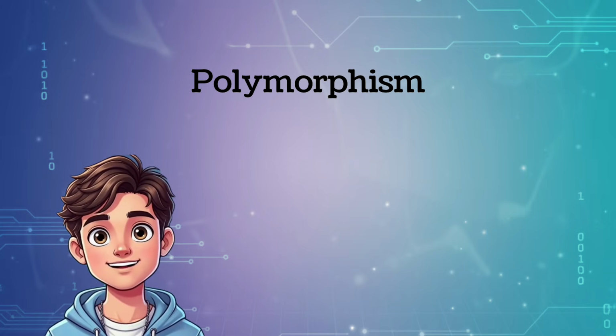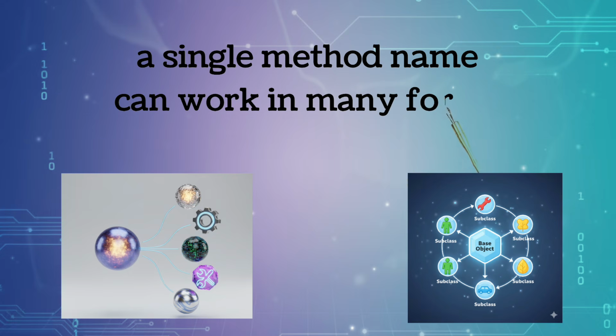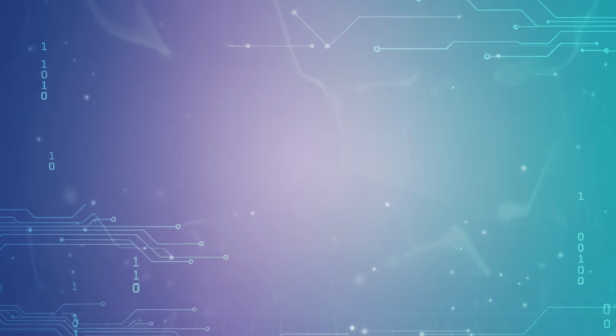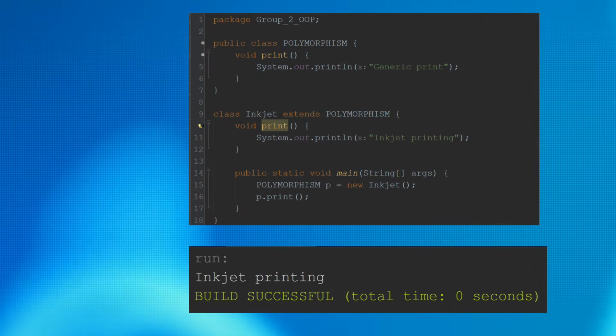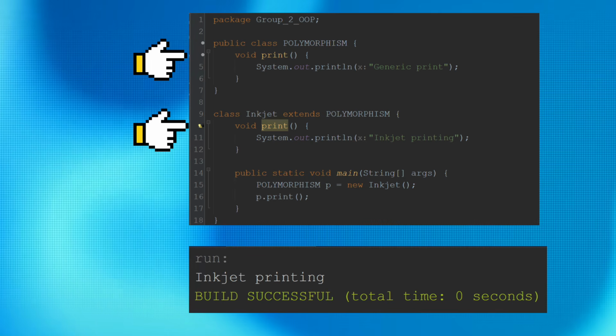Polymorphism. Polymorphism means a single method name can work in many forms, like a universal charger that fits different gadgets. For the sample code, the method print behaves differently depending on the actual object.